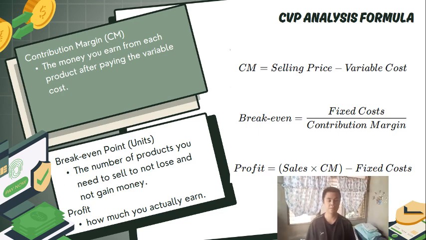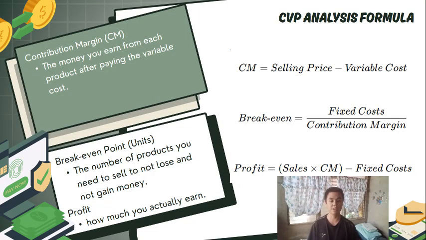Cost volume profit, or CVP analysis, begins with three fundamental equations used to measure financial health. First, you calculate the contribution margin, or CM, which is the selling price minus the variable cost, representing the money earned from each product after paying for its direct production.